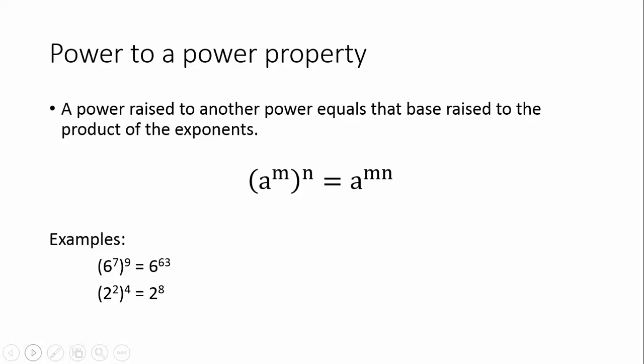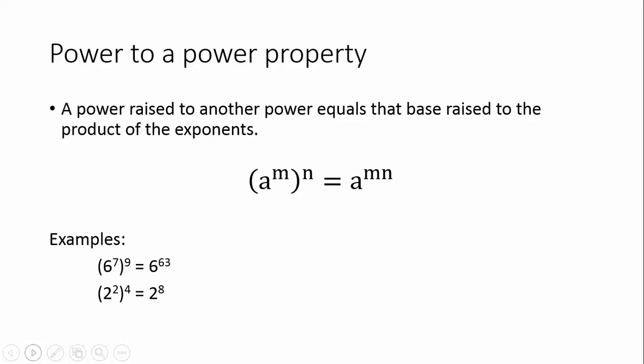The second property is called a power to a power. What this says is that if you have a power raised to another power, it's going to equal the base raised to the product of the exponents. So we have a to the m, and it's being raised to the nth power. So we're going to multiply m times n and get a to the mn power.